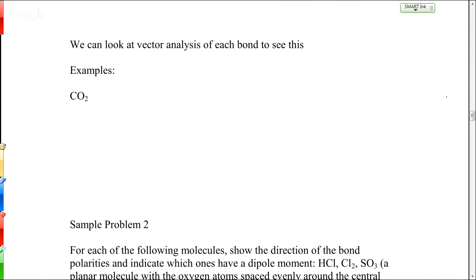But CO2 has a carbon atom in the middle and two double bonded oxygens on one side or the other. And it's a linear shape. So instead of being bent, it's straight across. We can do the same kind of bond vector analysis for carbon dioxide. So is a carbon-oxygen bond polar or nonpolar?